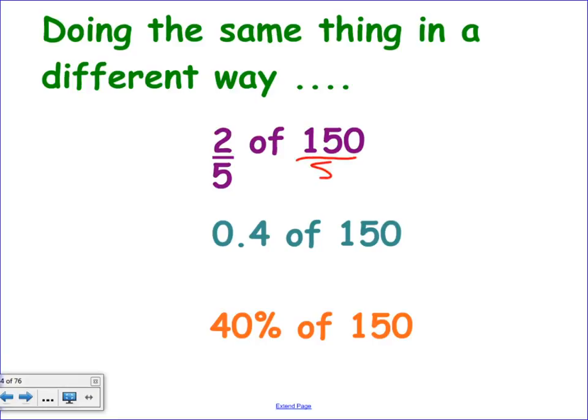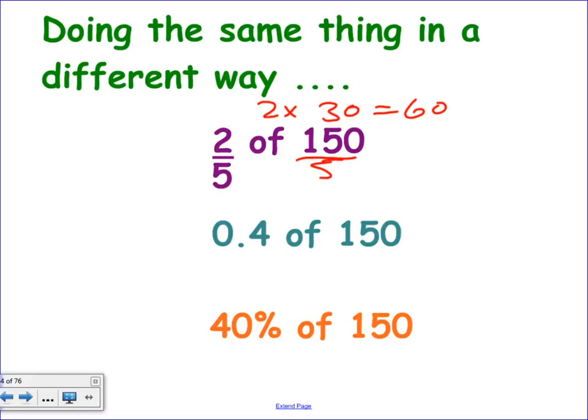Good. We divide this by 5 first, because we know 5 goes into 15 3 times, and the 0 is also there. And then we multiply it by that 2 that's left over. So really quickly we can say 60, can't we? Yeah? That's what we did last week, a fraction of an amount.